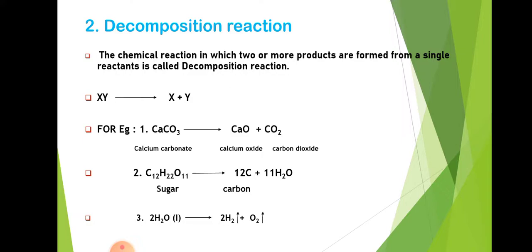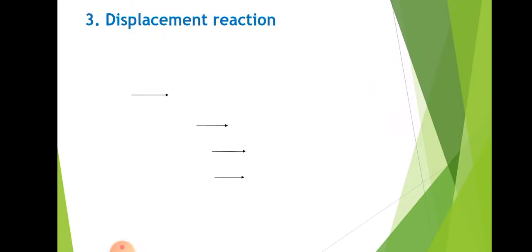Okay, yes. So for decomposition, what do you have to remember? Is there one product in it? No. What happens in it? There is one reactant to form 2 or more products. So this is a decomposition reaction.